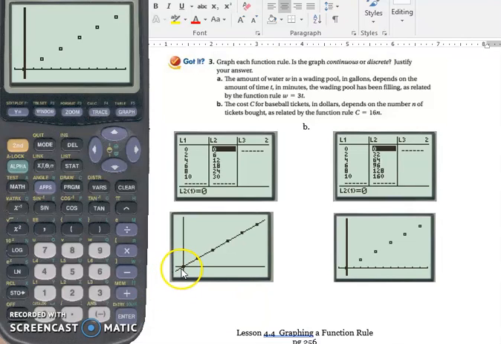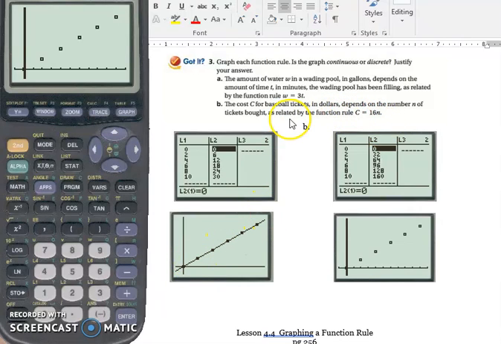Now this one, you can draw the line because you can be filling it for 1.5 minutes or 2.25 minutes or 5.5 minutes or whatever. You can do things in between with minutes. Okay. So this makes sense.